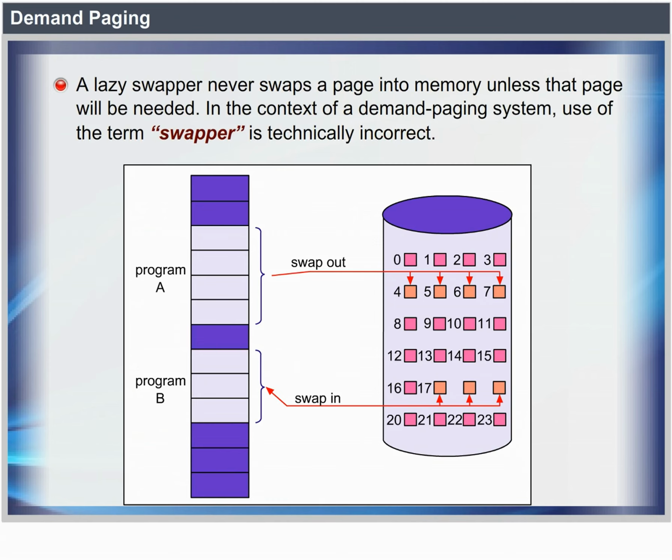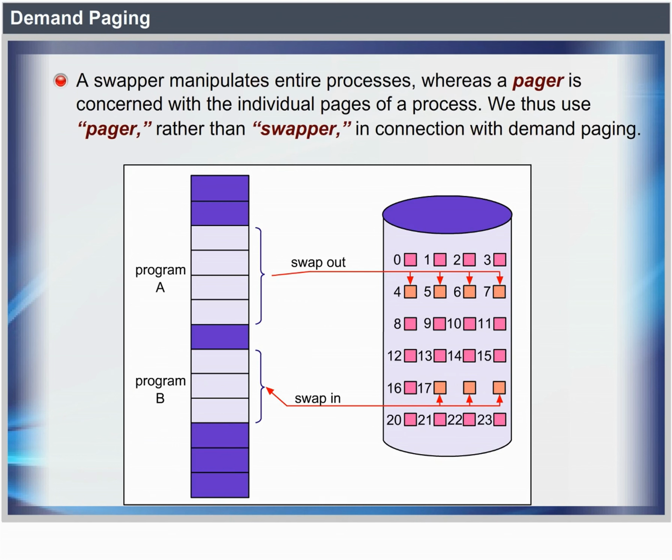In the context of a demand paging system, use of the term swapper is technically incorrect. A swapper manipulates entire processes, whereas a pager is concerned with the individual pages of a process. We thus use pager rather than swapper in connection with demand paging.